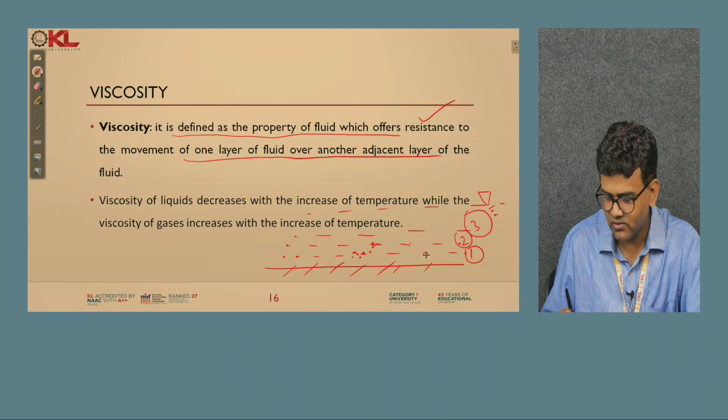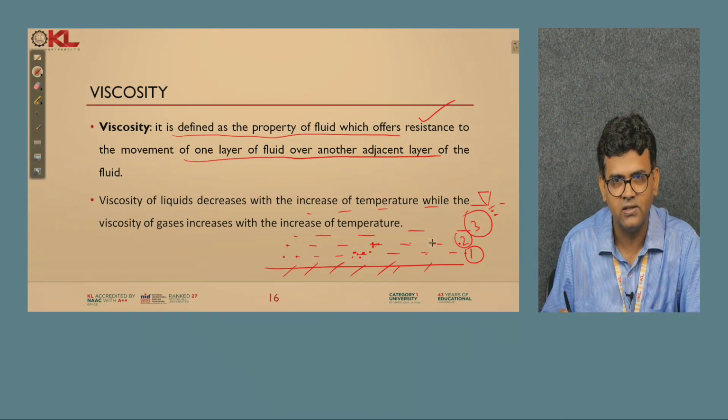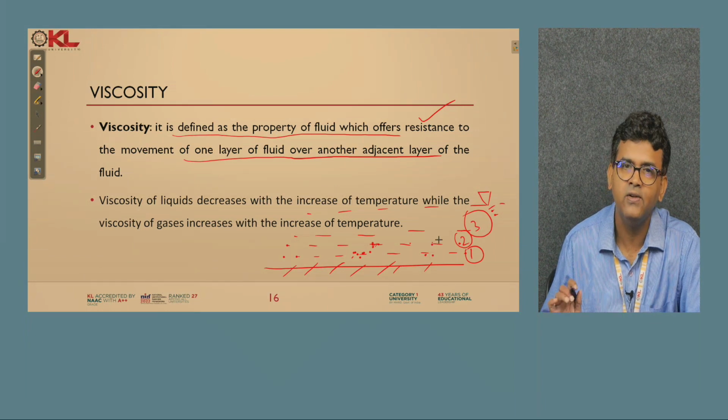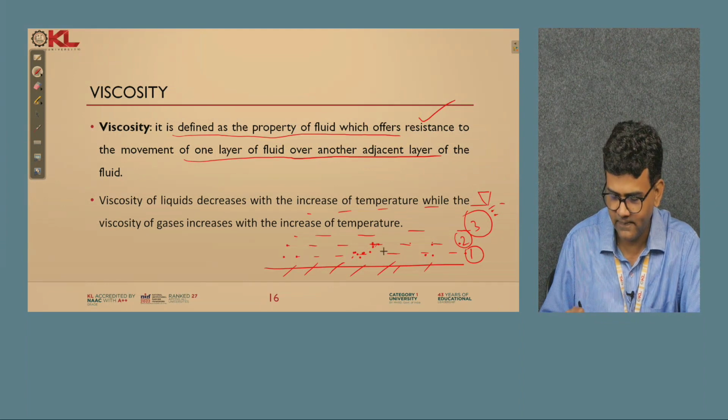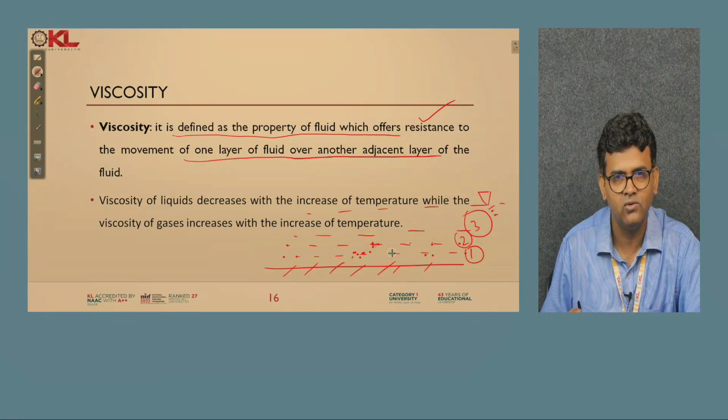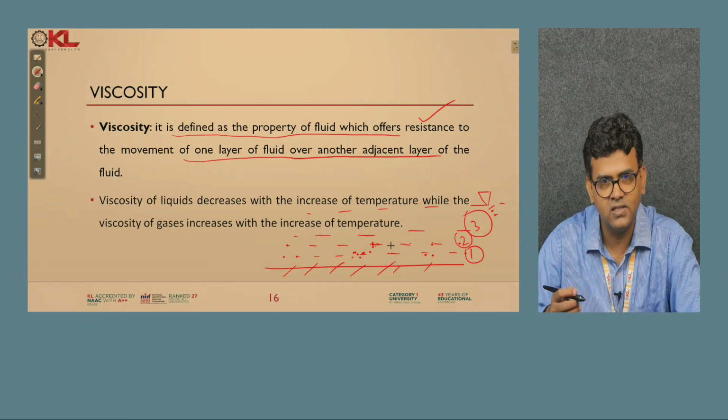Layer 1 is there, and over it layer 2 is there, which is called the adjacent layer over layer 1. Because of the presence of viscosity, there is some resistance offered to the movement of one layer of the fluid over another layer. So that is the viscosity.